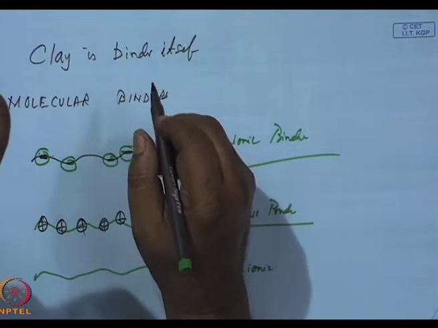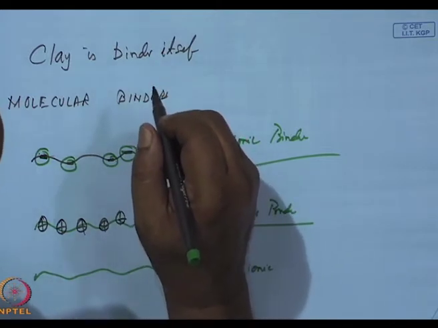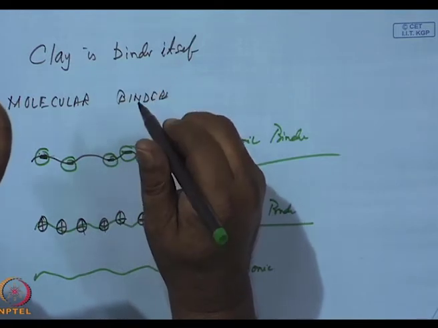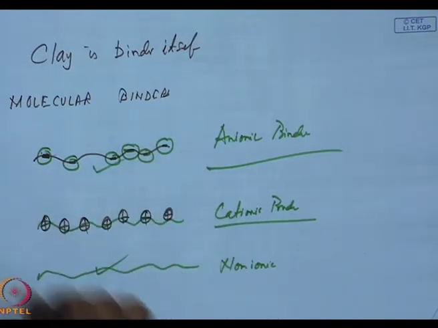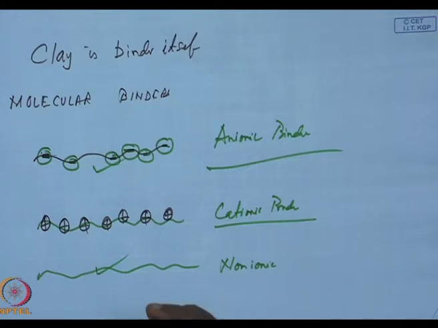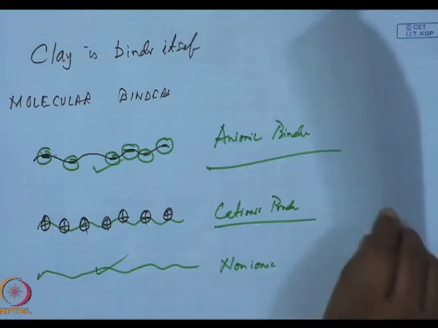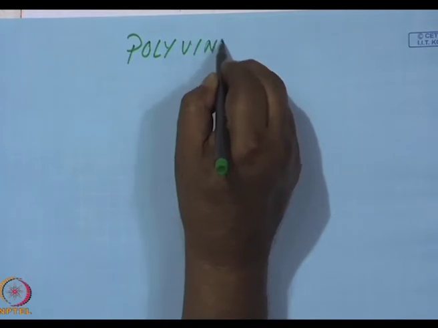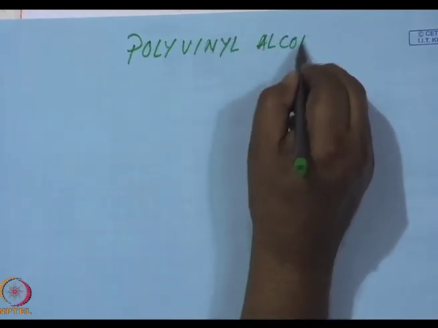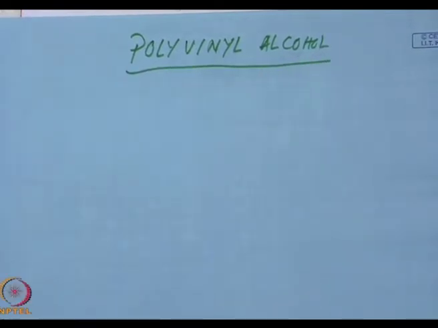Mostly we are bothered with non-ionic or slightly anionic binders, because they have to be adsorbed on the surface of ceramics to act as binders. Let's take the case of polyvinyl alcohol. A very common binder in ceramic systems.